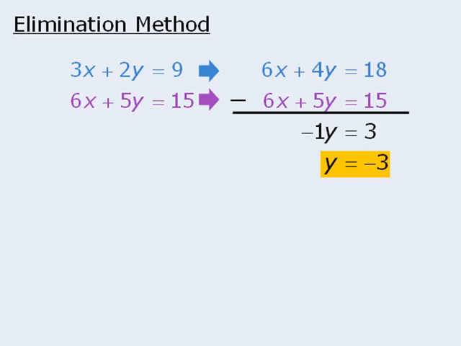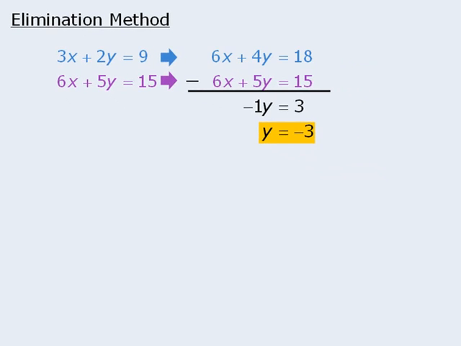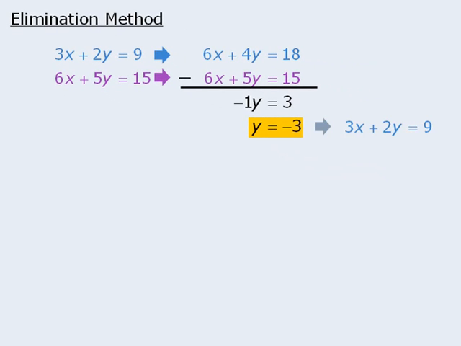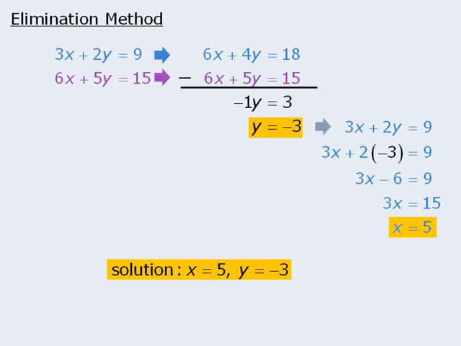Now that we know the value of y, we can plug this value into any of the above equations to find the corresponding value of x. Let's use this equation. So when we replace y with -3, we get an equation that we can solve for x. First, we'll simplify the left-hand side, then we'll add 6 to both sides, and finally we'll divide both sides by 3 to get x equals 5. So the solution here is x equals 5 and y equals -3.